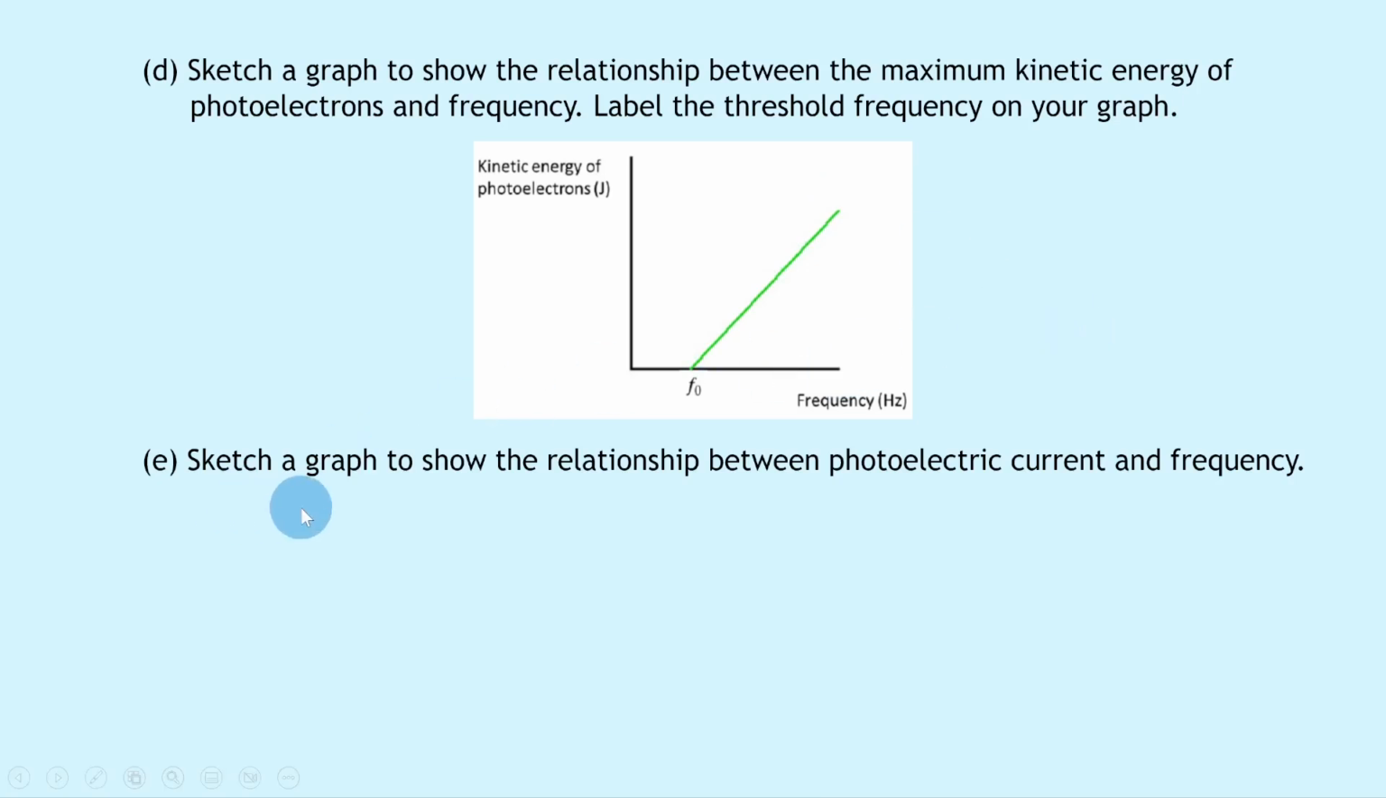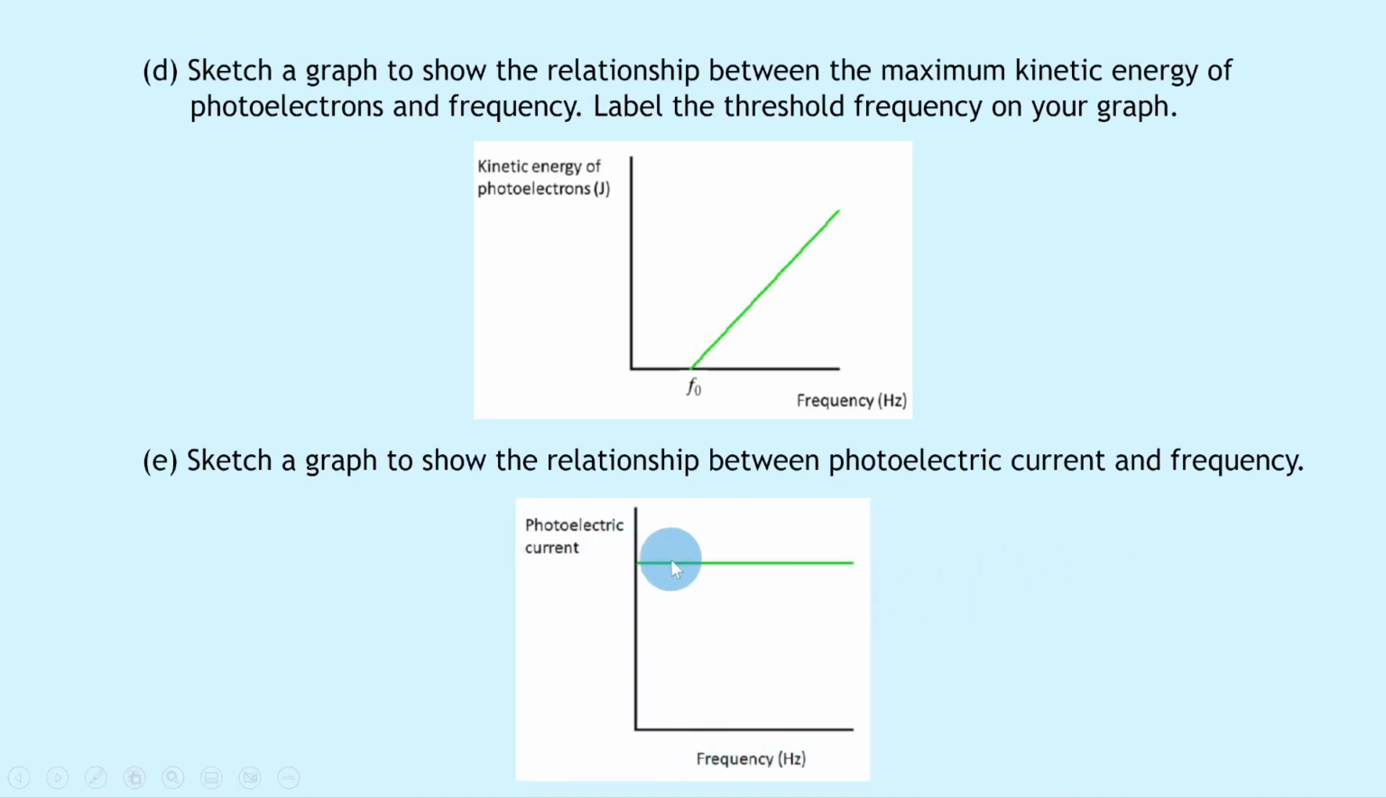And lastly, part E says to sketch a graph to show the relationship between photoelectric current and frequency. Well, remember we just said that frequency will have no effect on the photoelectric current, so your graph should look something like this. So if you plot photoelectric current on the y-axis and frequency on the x-axis, you should have a straight line going along the way to show that it's constant.